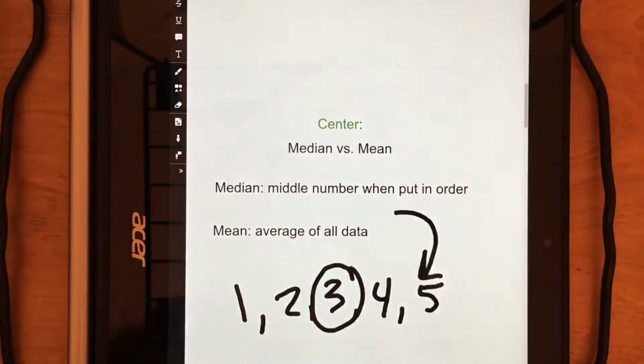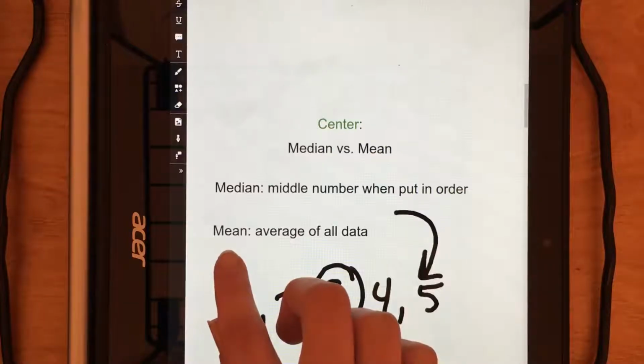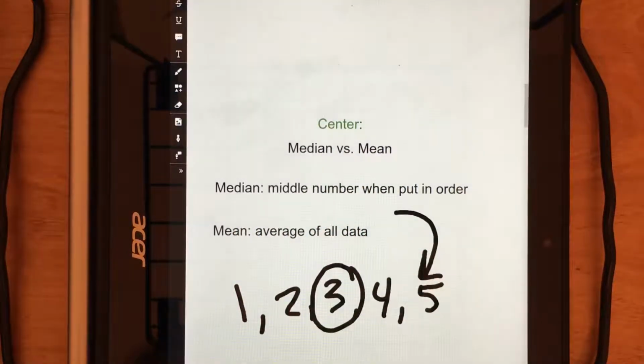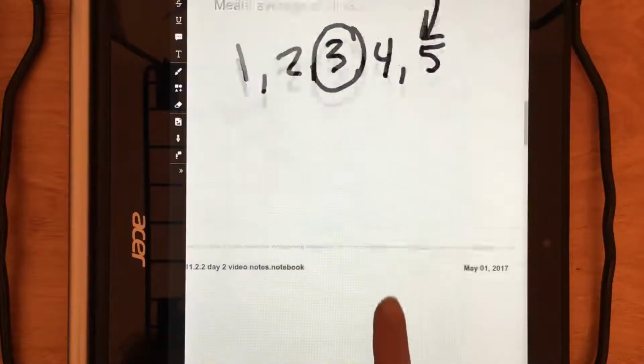However, if it is the mean, that means you average all the data. So add them all up and divide by the number of data points. And sometimes the mean is going to be our center, and sometimes the median will be our center. So we're going to see when we do each of those.